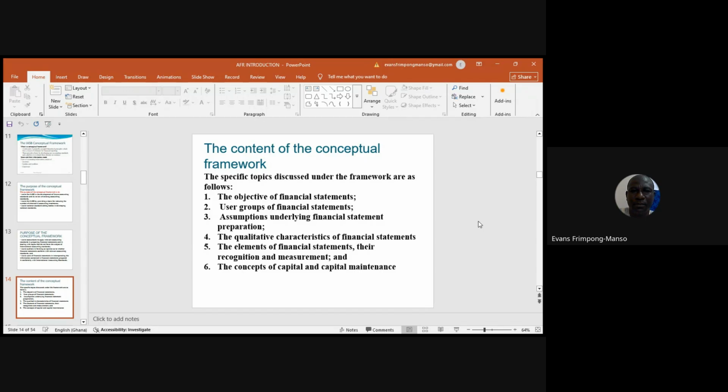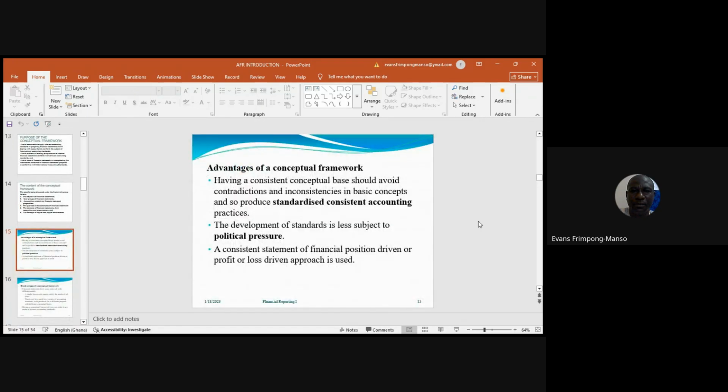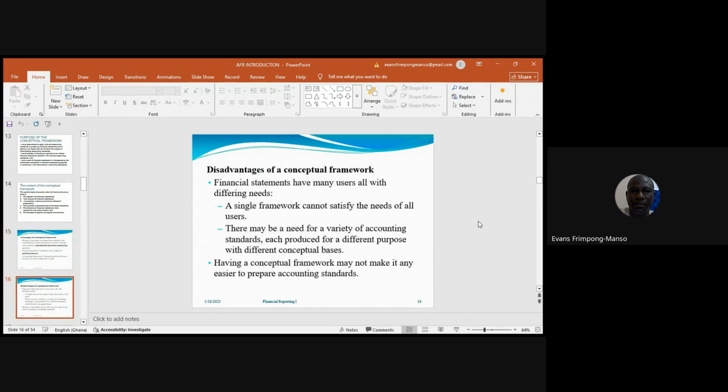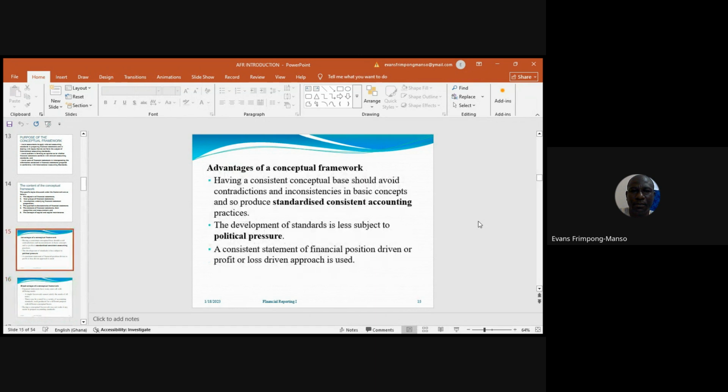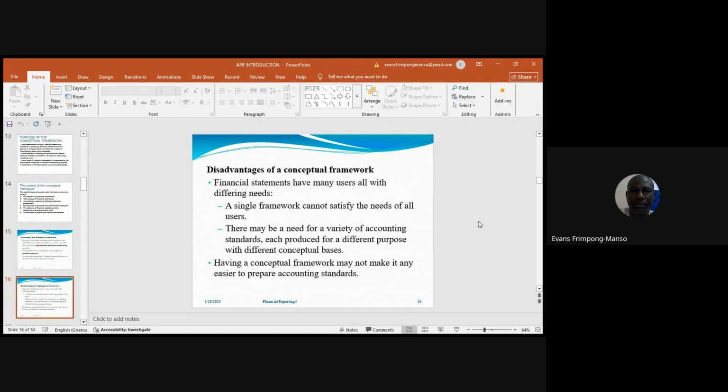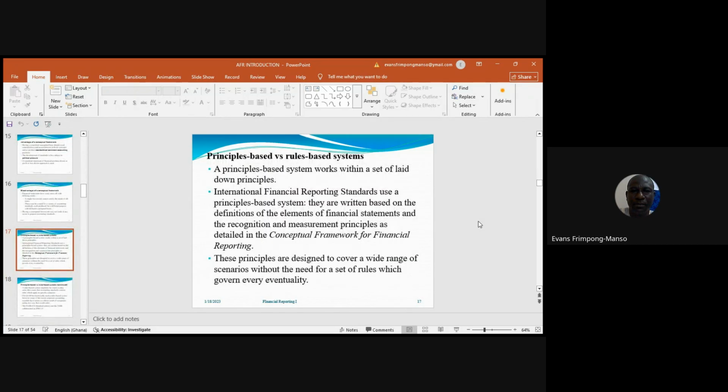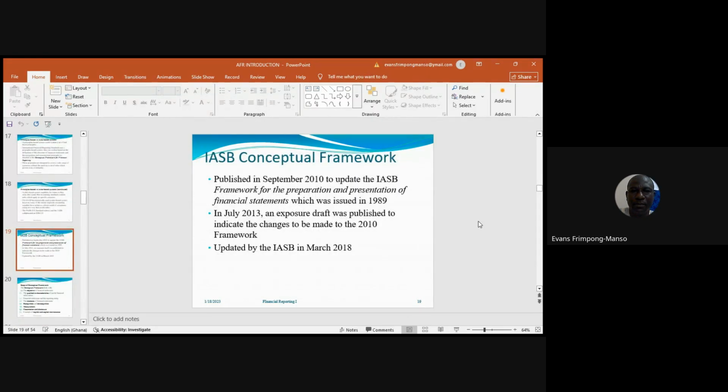So we will take each of them and know what goes into all the 6 parts. It is very, very important. So the first part is the objective. Here I've given you some advantages and disadvantages of the conceptual framework. Yes, you can learn them on your own.